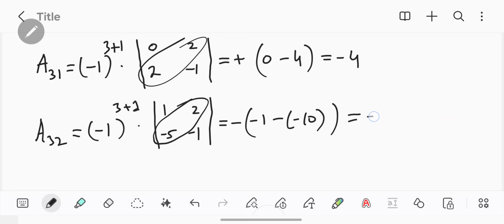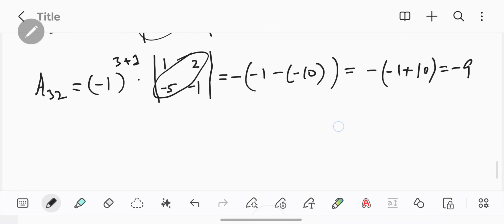Okay, if I simplify these things, this minus stays as it is. This minus 1 stays as it is. This minus will kill this minus. It will become plus 10. And minus 1 plus 10 is 9. So I will end up with minus 9.